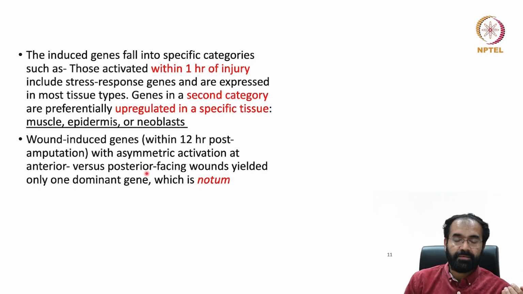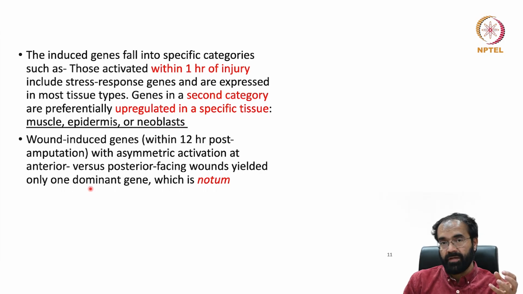Wound-induced genes, that means genes that are expressed because of the presence of a wound within 12 hours post-amputation, with asymmetric activation at anterior versus posterior facing wounds, yielded only one dominant gene, which is Notum. So Notum plays a very pivotal role in determining the anterior identity of a planarian.